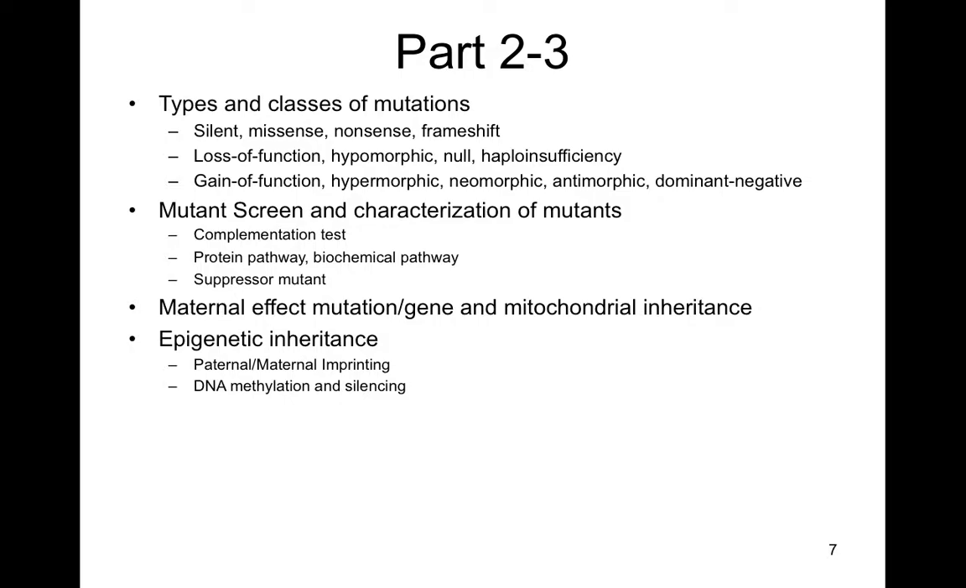A mutant screen is how we can identify experimentally what genes are involved in a process, and we characterize different mutants using a complementation test, which uses the concept of complementation to determine whether mutations are in the same gene or different genes. We went over how a mutant screen can help us determine what the pathway is. And there are different pathways.